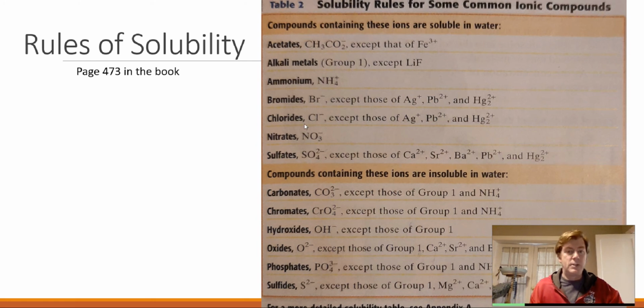Nitrates, no exceptions of those. Those are always going to pull apart. It's kind of like the weak link in a chain. You know, start tugging on it, that's where it's going to break, right?